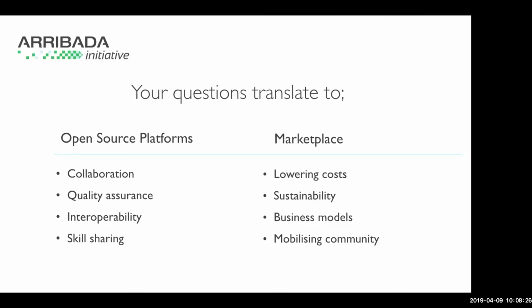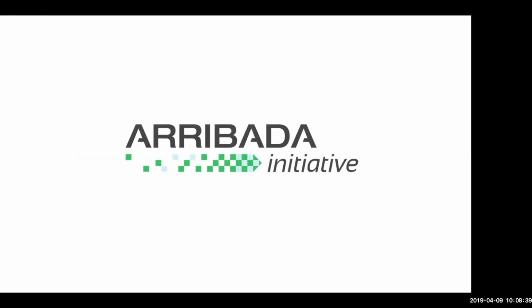And the second one, which is really interesting, I think, is a marketplace, a space online where we can actually work together to lower costs, become more sustainable, and it's a business model that we can all share and benefit from. So I went ahead and created the Arribada Initiative, which is spearheading both open source platforms and marketplaces.